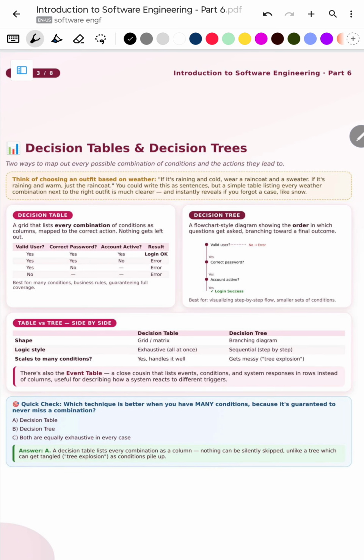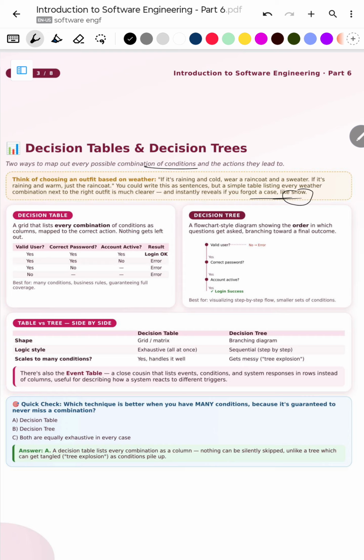Coming to the next topic, which is decision tables and decision trees. These are two ways to map out every possible combination of conditions and the actions they lead to. Think of choosing an outfit based on the weather. If it's raining and cold, wear a raincoat and a sweater. If it's raining and warm, just the raincoat is enough because you don't need extra protection. You could write this as a sentence, but a simple table listing every weather combination next to the right outfit is much cleaner and instantly reveals if you forgot a case like snow.